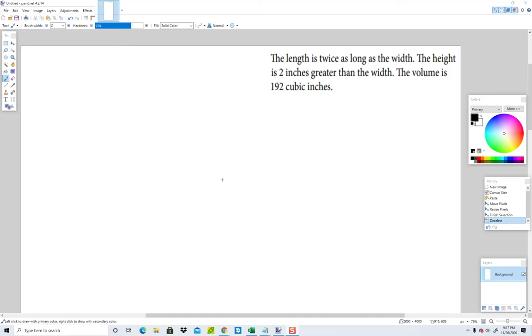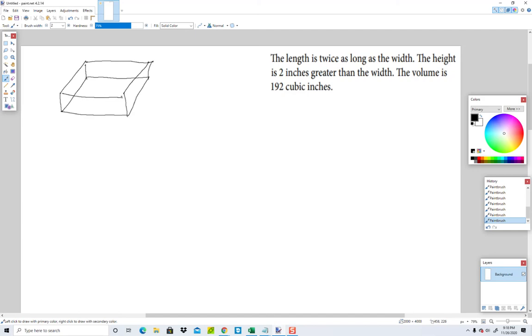Okay, the instructions in this problem are to find the dimensions of the box described. So we've got a box, and forgive my poor drawing skills. This may not even be the correct dimensions for what they're saying, but it'll give us a visual picture of what's going on.